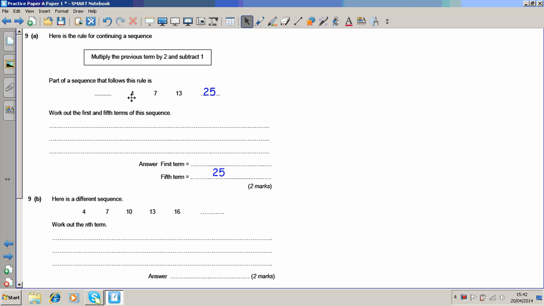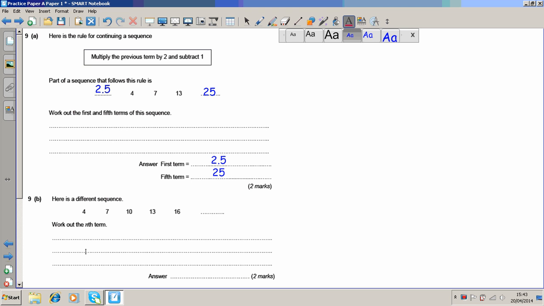The first term is a bit more difficult, we have to do it backwards. So instead of times 2 and subtract 1, we're going to add 1 and divide by 2. So add 1 to that, it's going to be 5, and 5 divided by 2 is going to be 2.5. We can check that. If I times that by 2 I get 5, and take off 1 I get 4. So that one is 2.5.